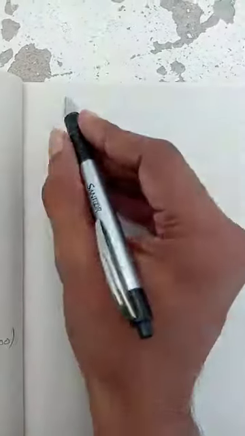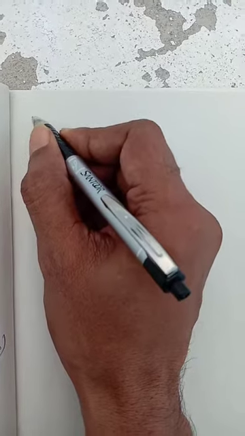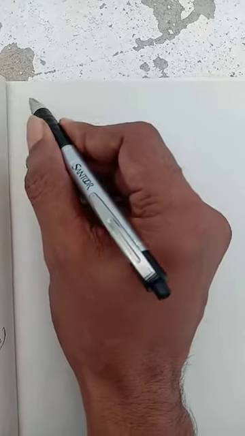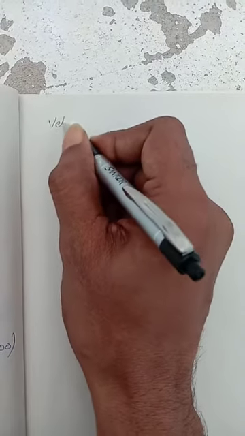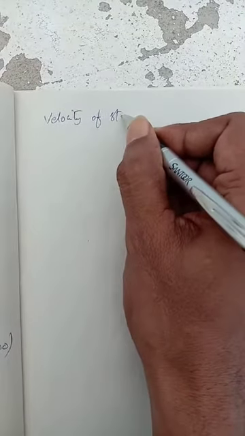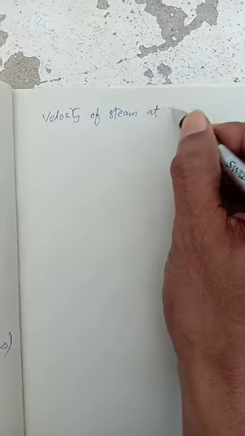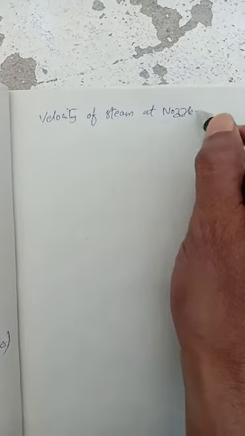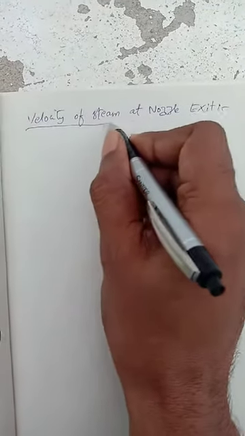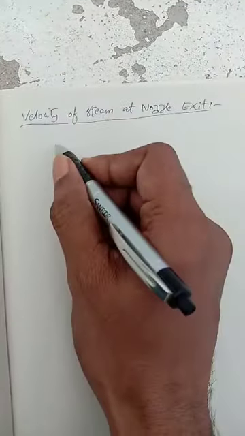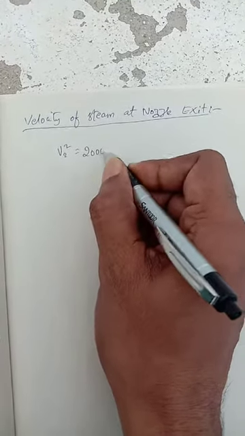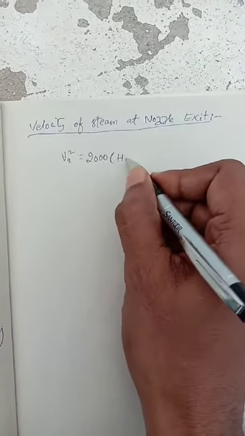Hi friends, now we are going to know about velocity of steam at the same time mass of steam discharged through nozzle today. Okay, now here I have written velocity of steam at nozzle exit. Here, velocity of steam at nozzle exit, V2 square is equal to, this is the standard equation.